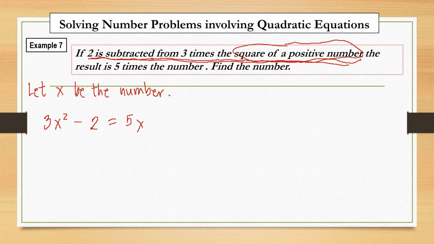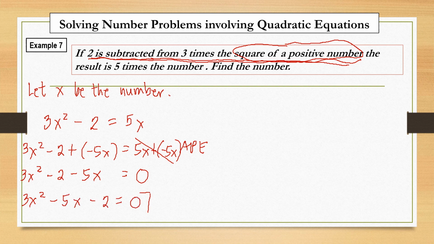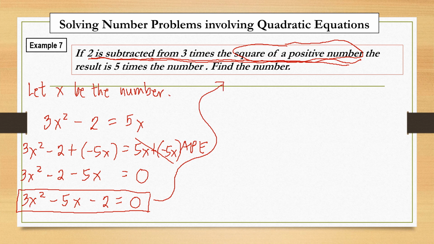Okay, let us now solve for it to find the number. We apply the addition property of equality. We have 3x squared minus 2 plus negative 5x is equal to 5x plus negative 5x. The right side of the equation now is equal to 0. So we have 3x squared minus 2 minus 5x. Write it in standard form. We have 3x squared minus 5x minus 2 is equal to 0. This is now our quadratic equation in standard form. We can now solve it using the method of our choice.